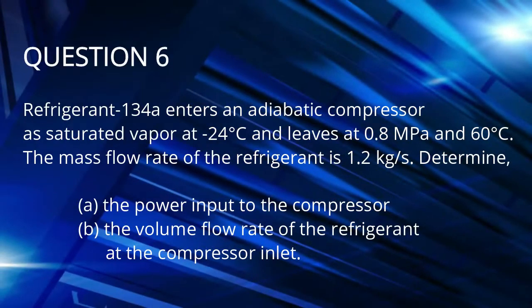Next, question number 6. Refrigerant 134a enters an adiabatic compressor as saturated vapor at negative 24 degrees C and leaves at 0.8 megapascal and 60 degrees C. The mass flow rate of the refrigerant is 1.2 kg per second. Determine A, the power input to the compressor, and B, the volume flow rate of the refrigerant at the compressor inlet.